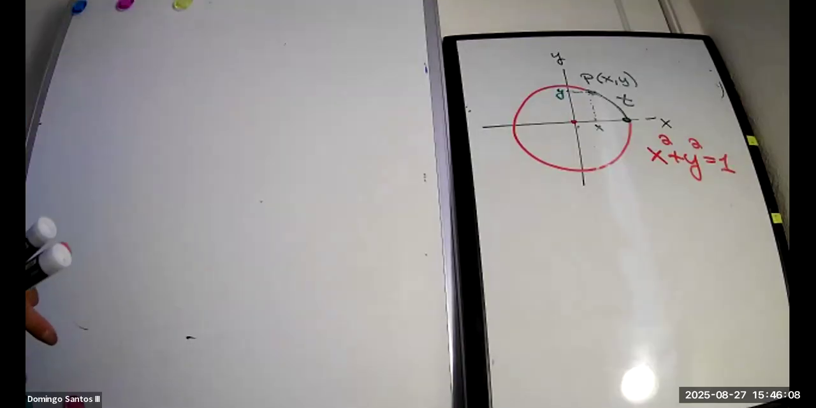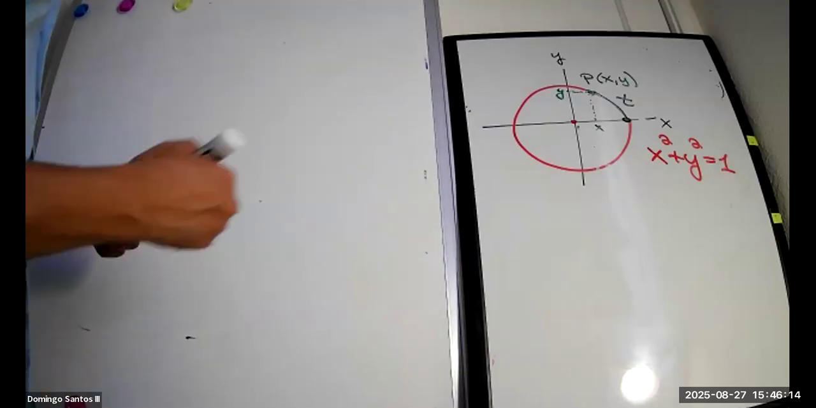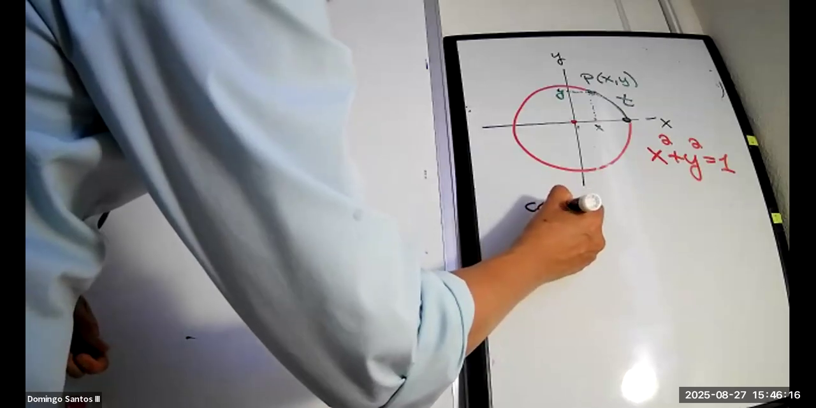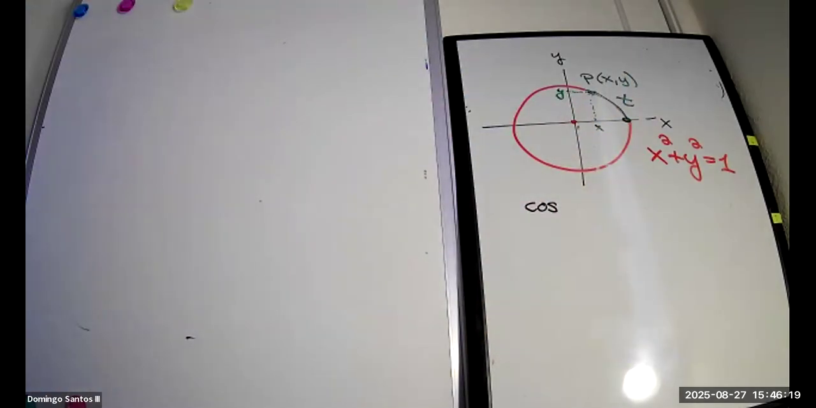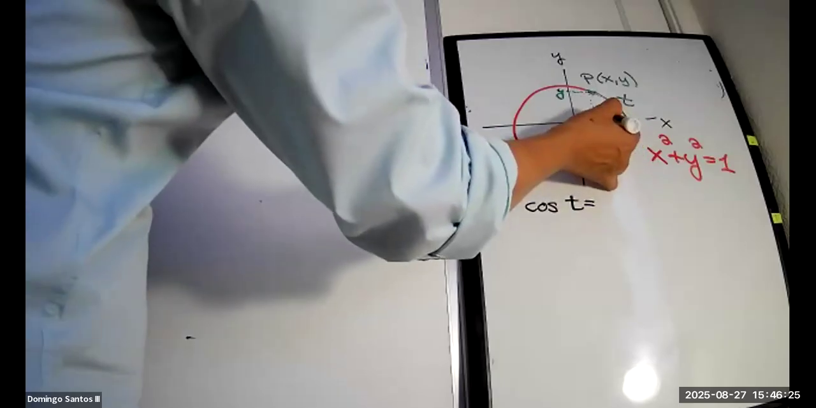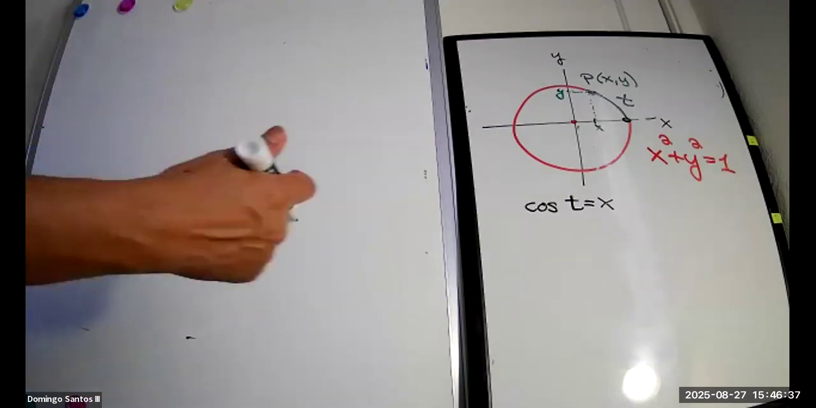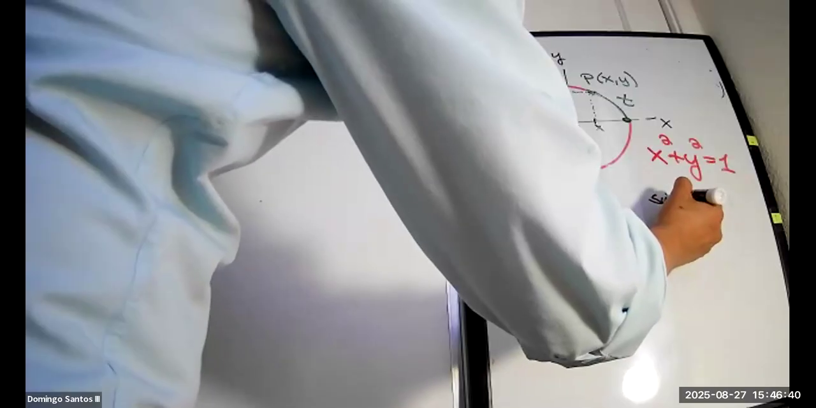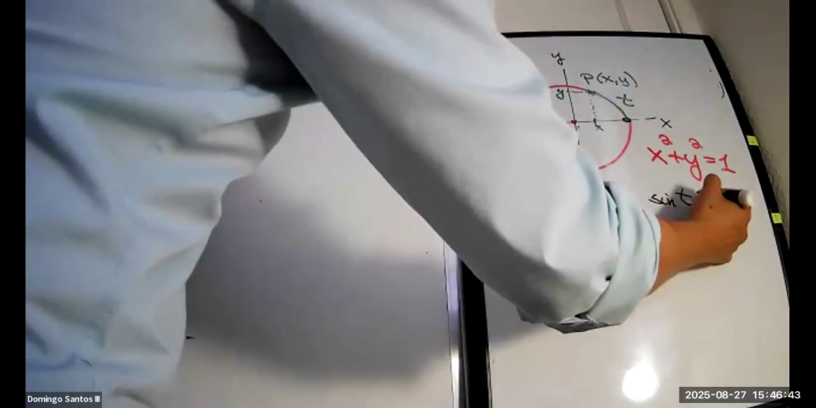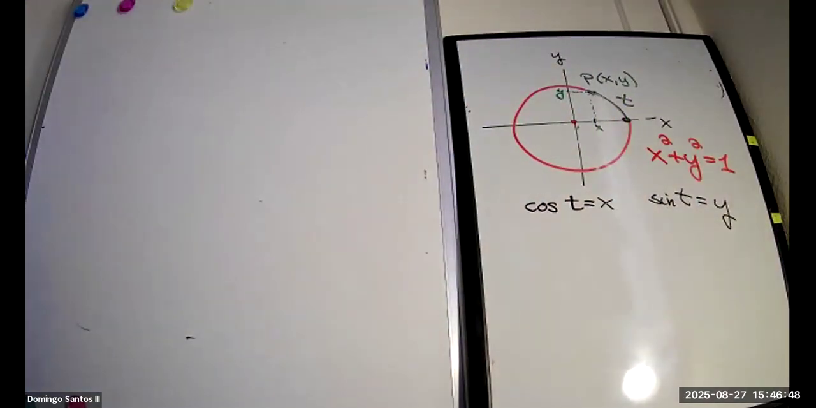Now we are defining the trig functions. If I want to get the cosine of that arc length t, let's define it as x. So from now on, if you see cosine, think of x. And for sine, the sine of that arc length, just think of it as y. Now let's define tangent.